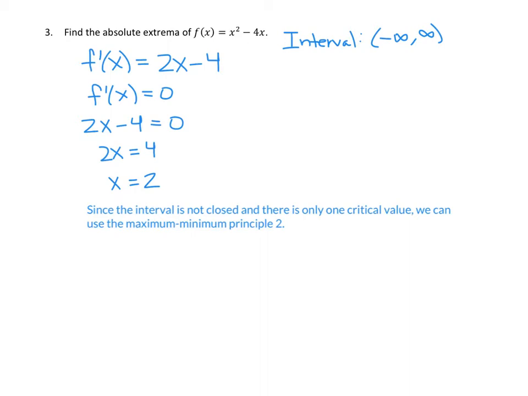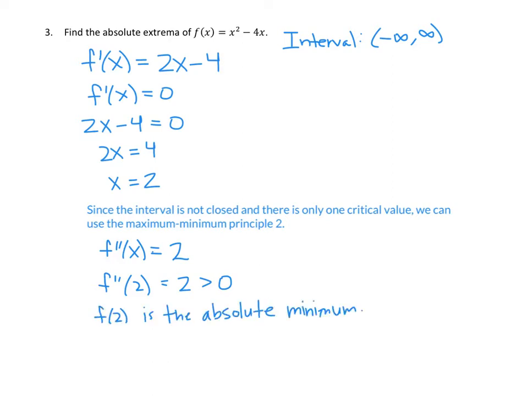So let's find the second derivative. So f double prime of x, taking the derivative of the first derivative, we get that the second derivative is 2. So since the second derivative is 2, regardless of what x is, if we take f double prime of 2, we still get 2. So the second derivative is positive. Since the second derivative is positive, this tells us that we have an absolute minimum at our critical value.